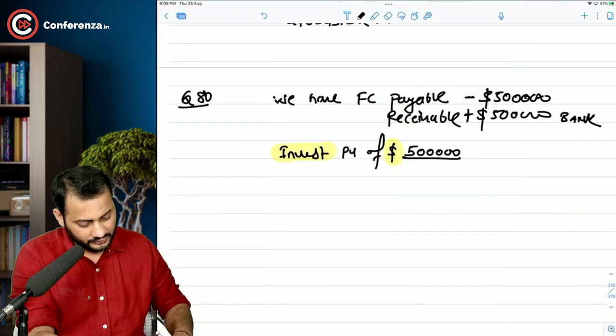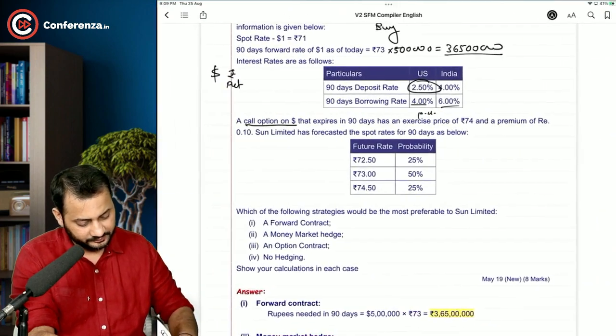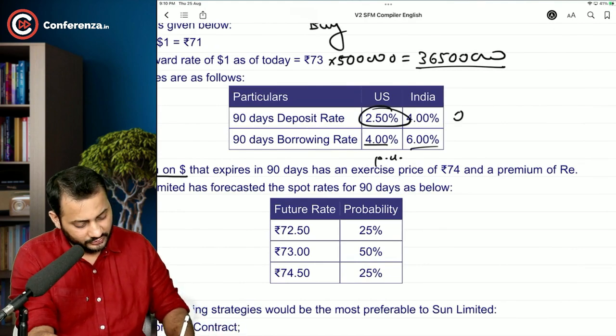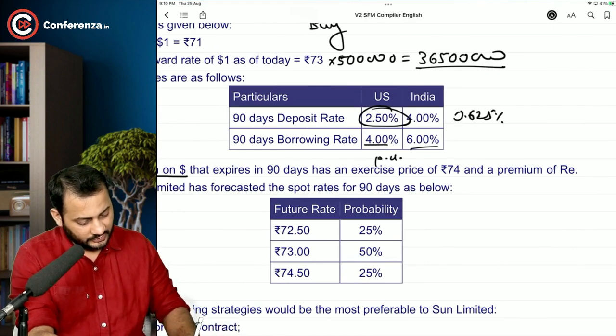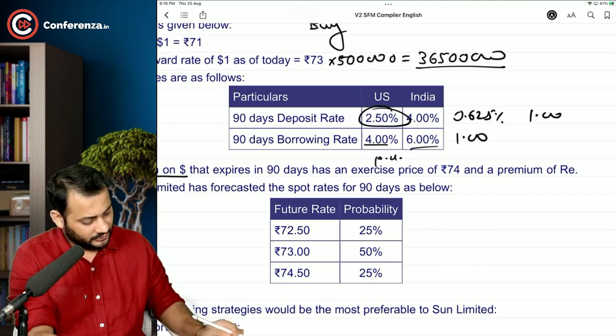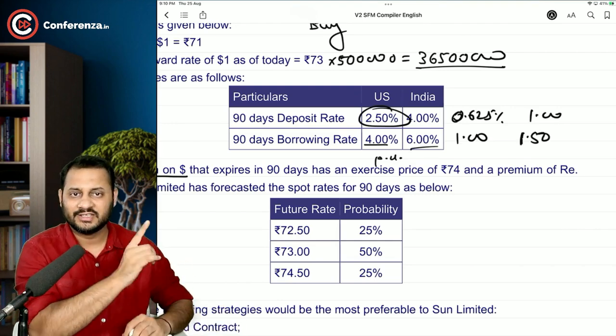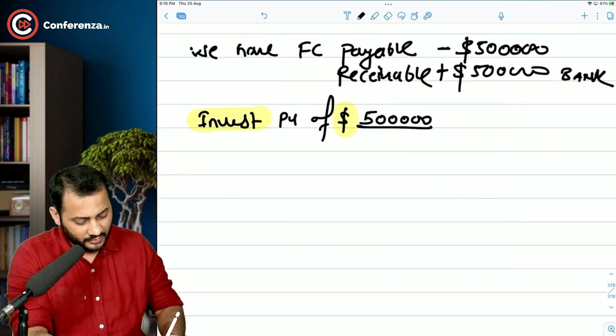Okay. So what will be the rate then? Let me check. 2.50 divided by 4. The rate will be 0.625. In this case 1%. In this case also 1%. And 6 by 4, in this case 1.5%. So I have converted all the rates into 3 months rates. So 0.625% is the deposit rate for dollar.